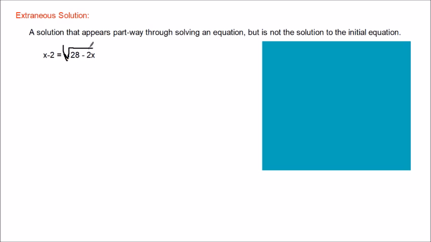So let's solve this equation, right? So square that, and we can square that. So that's x squared minus 4x plus 4. Remember, it's not x minus 2, it's not x squared minus 2 squared. That is a big mistake that people make, even at this level. So equals 28 minus 2x.